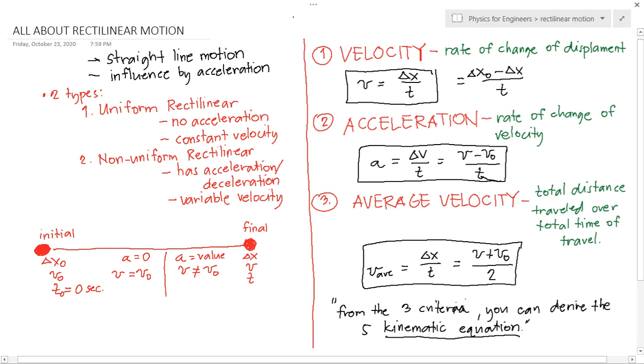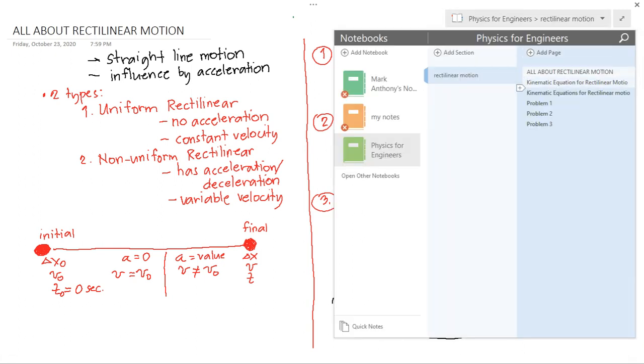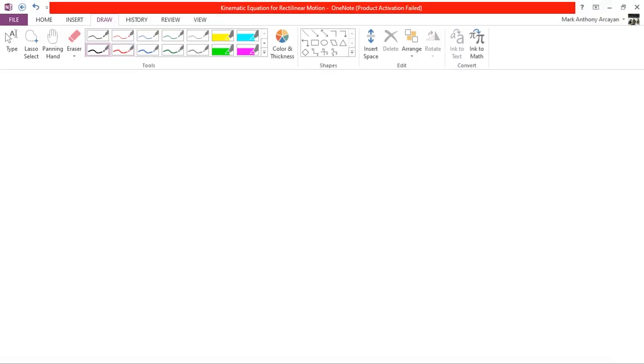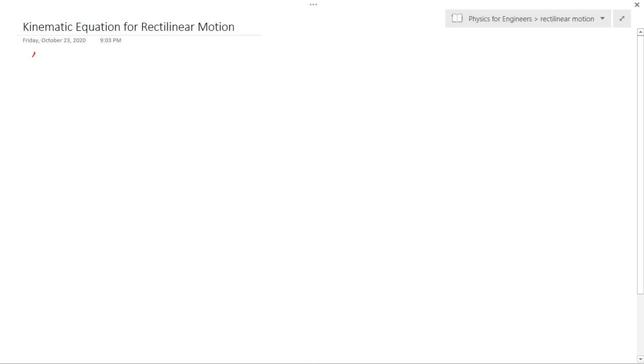So let's start first kung paano ba na-derive yung kinematic equation natin. So let's say we have here our first kinematic equation. Ayan na.